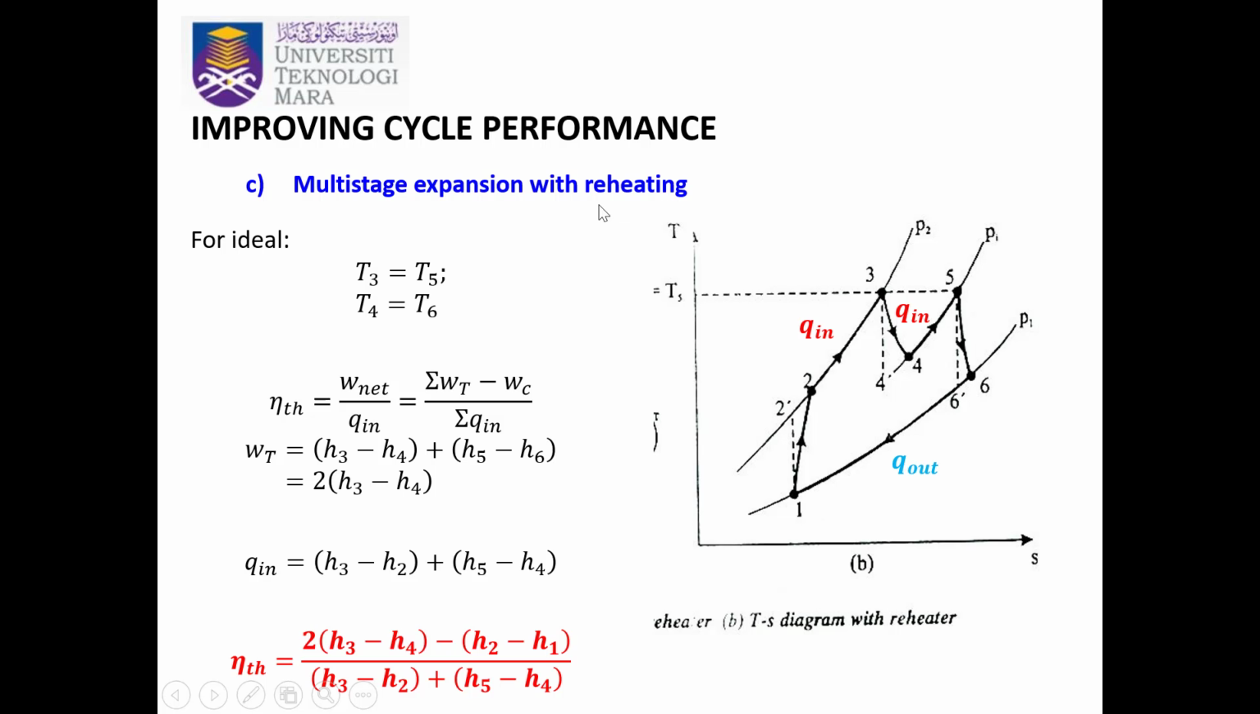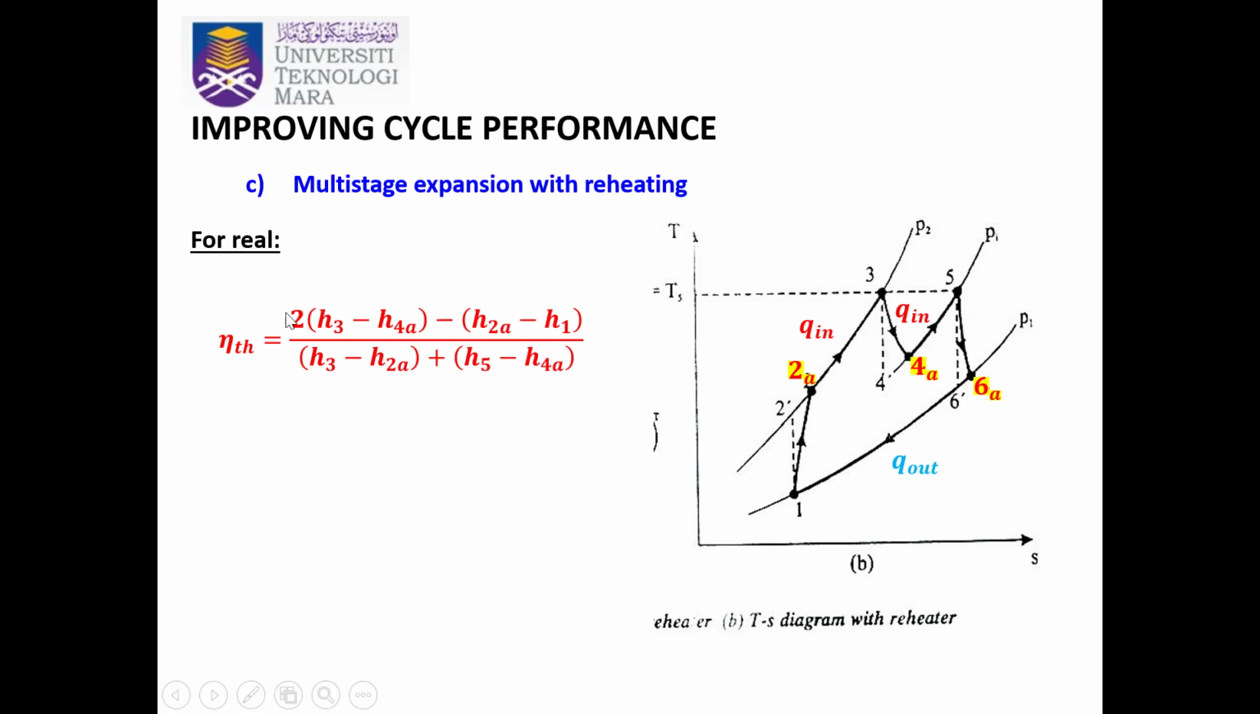Multistage expansion with reheating. Why expansion? Because we expand the volume here, so the pressure drops. For the real multistage expansion cycle, you just change the values. Where we have 2 prime for the theoretical, we change 2 prime to 2a, the actual. Likewise 4 prime becomes 4a, and if there is a 6, then 6 becomes 6a, but in this case there is no 6a, because work net equals Q in and it is not involved here.